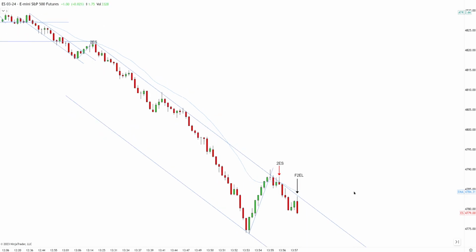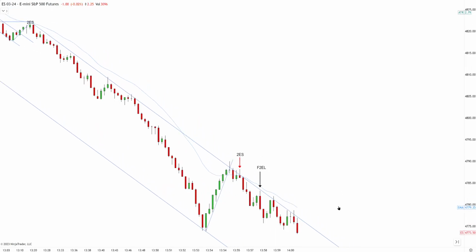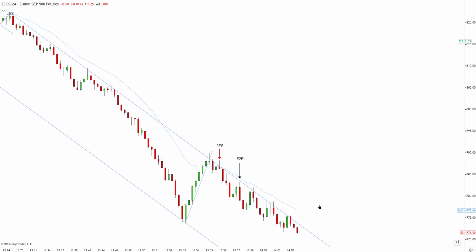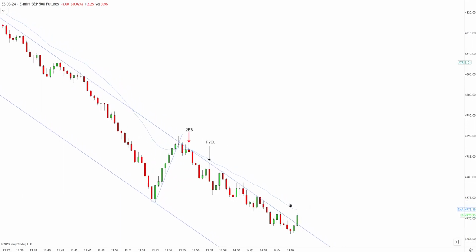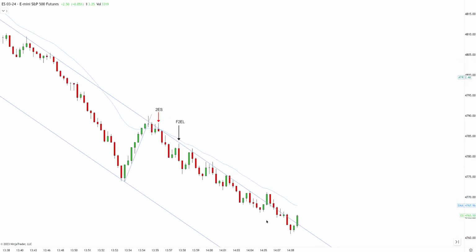So this is a second entry short, followed by a failed second entry long. Can we get another second entry short? And you can see the market is just super bearish. We keep trending lower. Break. I'm expecting a second entry short the whole time. It didn't form and now we created a new extreme.